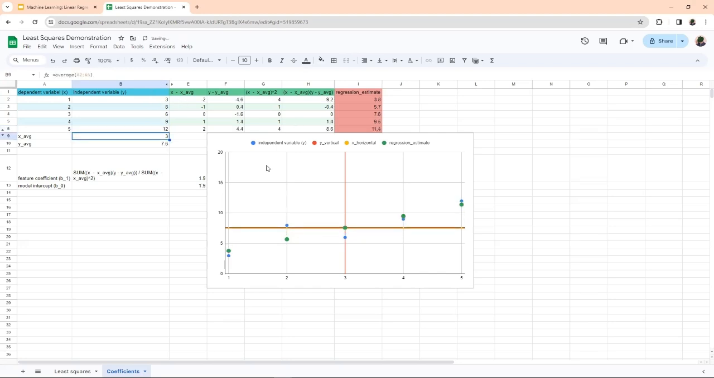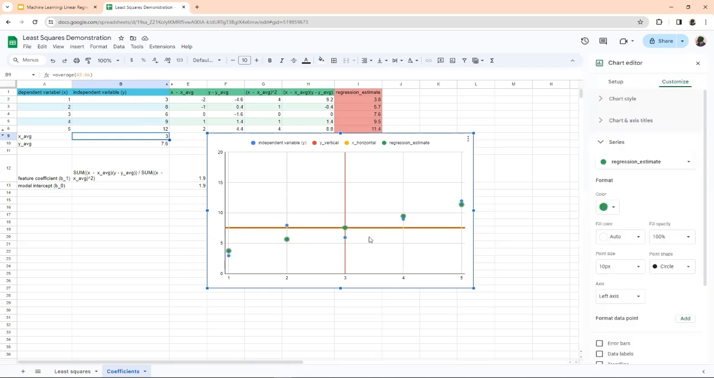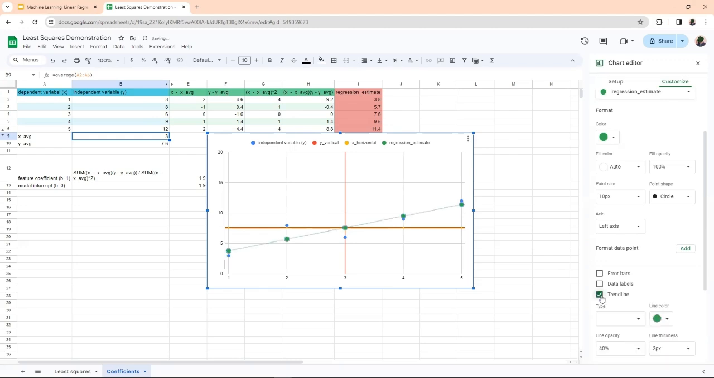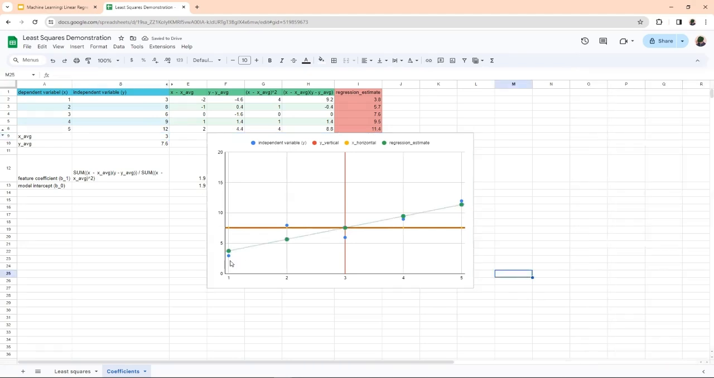And as you can see, this is our regression line. These are our independent variables, our observations, the ones in blue, and our regression is shown in green. But let me add a trend line to see how that works. There we go. Okay, so that is our fitted line, based on this combination of independent and dependent variables.